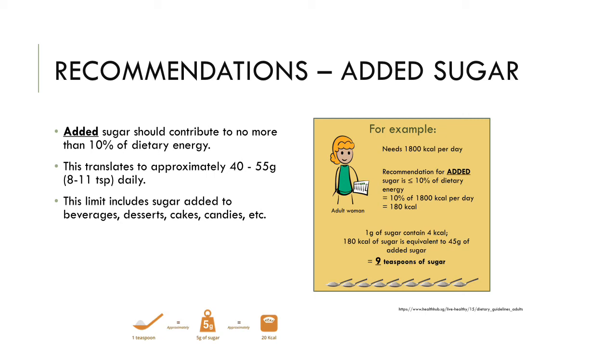So, for example, our Jane is 1,800 kilocalories. Basically, 10% of 1,800 kilocalories is around 180 kilocalories. 180 kilocalories divided by 4 works out how many grams of added sugar Jane should take in a day. When we do this calculation, it translates to around 40 to 55 grams of added sugar per day. That is just about 8 to 11 teaspoons daily. Added sugar includes our intake of sugar-sweetened beverages, desserts, cakes, candy, etc.